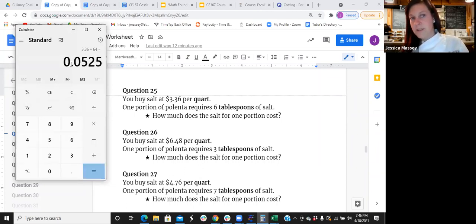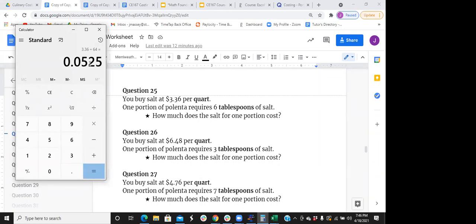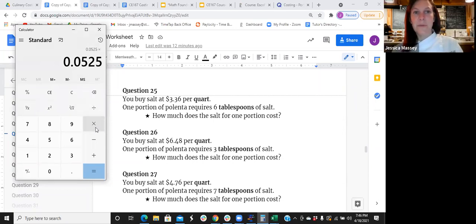And that gets us 0.0525, and then multiply times the 6. That's exactly it. Nice job. And then you'd multiply that by 6, because this is essentially our price for 1 tablespoon, and then we want to know our price for 6 tablespoons. And we get 0.315, so our final answer would be 0.32 with rounding.